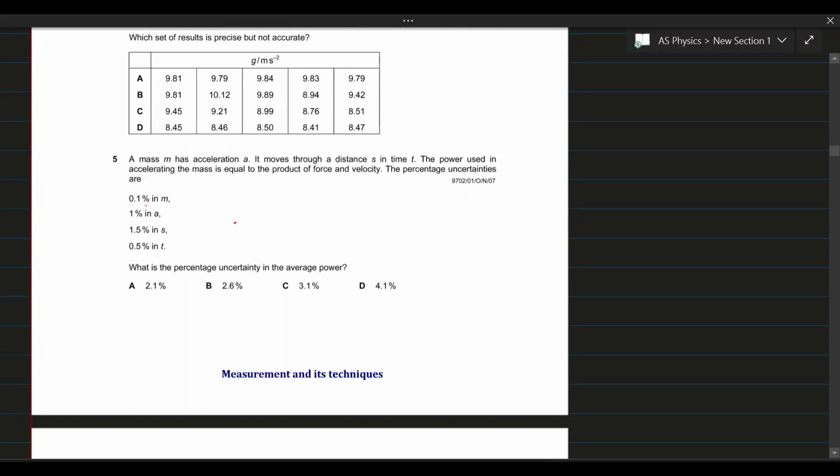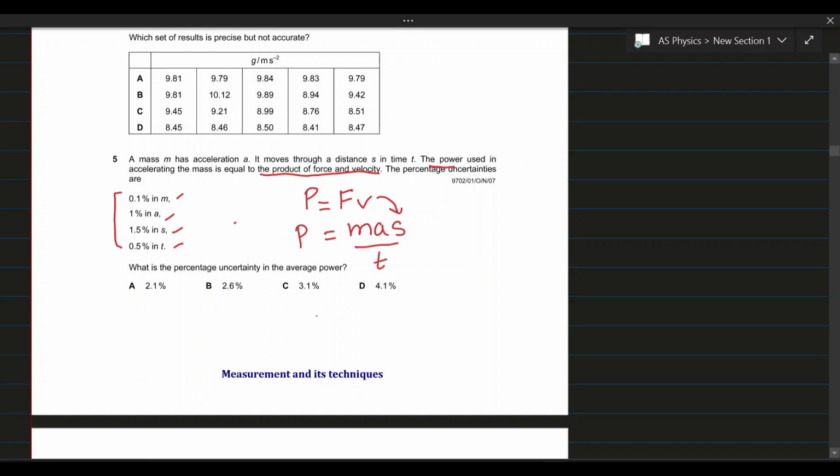Next MCQ is this. We have been given the quantities: mass, acceleration, distance, time. The power used in accelerating the mass is equal to the product of force and velocity. Power is equal to force into velocity. So we need to find the percentage uncertainty in power. We know that F is what? MA, we have already studied. And V is what? Distance upon time. So this could be our formula.